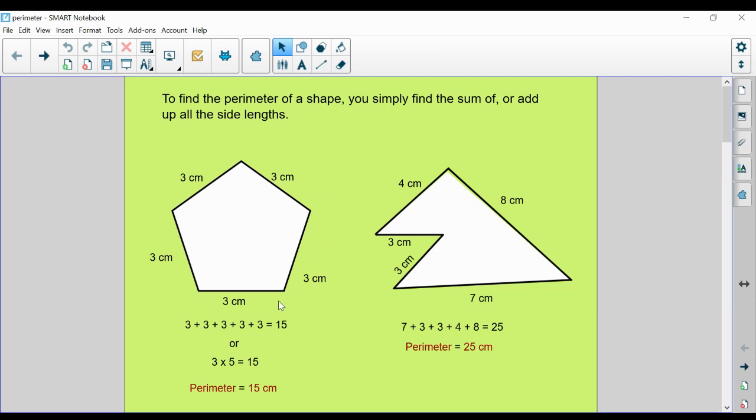To find the perimeter, I would simply add up all sides. So 3 plus 3 plus 3 plus 3 plus 3. Or in other words, 3 times 5 equals 15. So the perimeter of this pentagon is 15 centimeters.